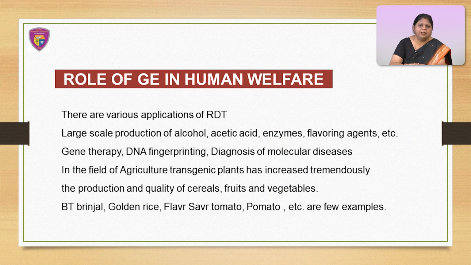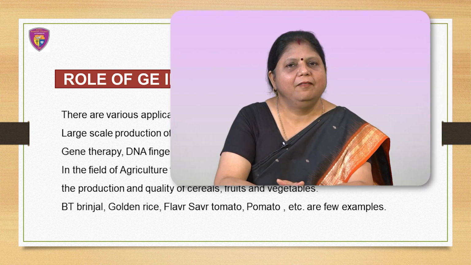There are various applications of RDT like large scale production of the alcohol, acetic acid, enzymes, flavoring agents and so on. Gene therapy, DNA fingerprinting, diagnosis of molecular disease, these are another milestones of RDT. In the field of agriculture also, the transgenic plants has increased tremendously the production and the quality of cereals, fruits and vegetables. Plants with altered genomes are BT brinjal, golden rice, flavr savr tomato, etc. With this, we have come to the end of the topic which has dealt in detail with the process and the steps of RDT.